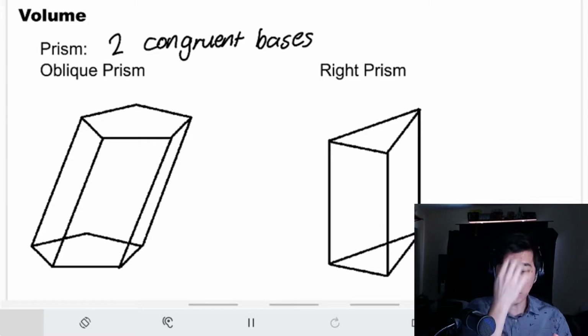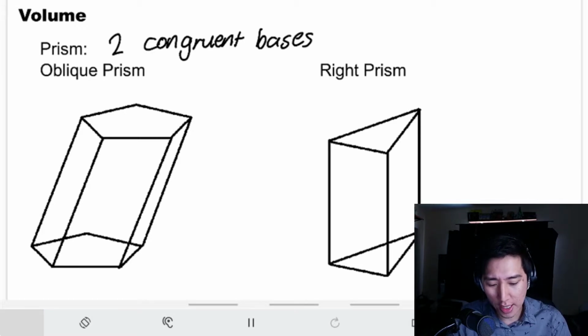Now, just like when we did convex polygons and concave polygons, convex polygons were the ones we used more often, and we barely even touch concave polygons. Very similarly, oblique prisms barely come into the scene because they're a little harder to work with, but we do use right prisms fairly often.